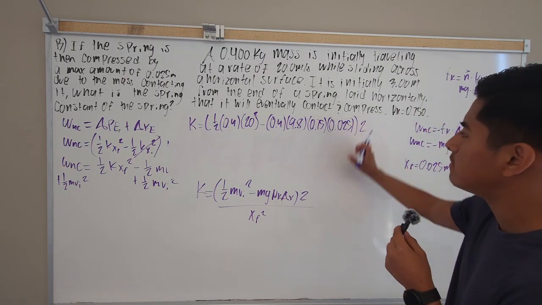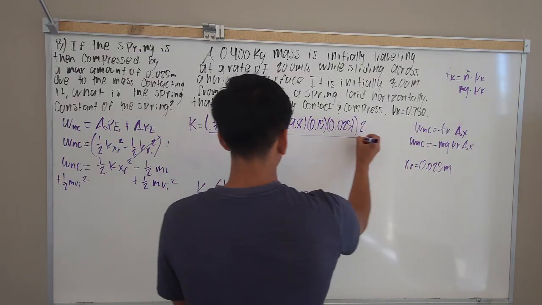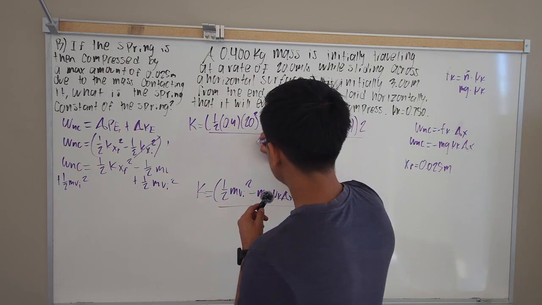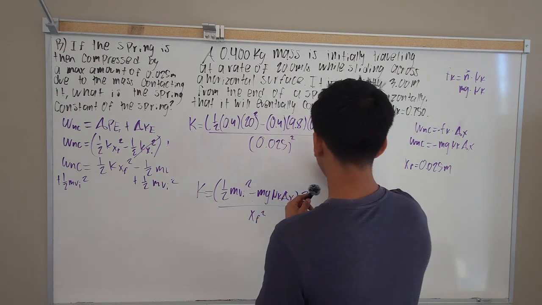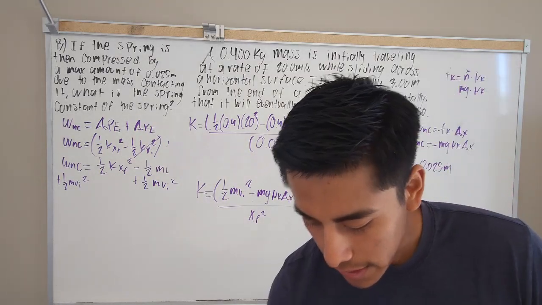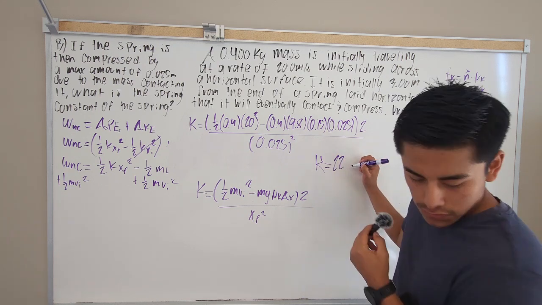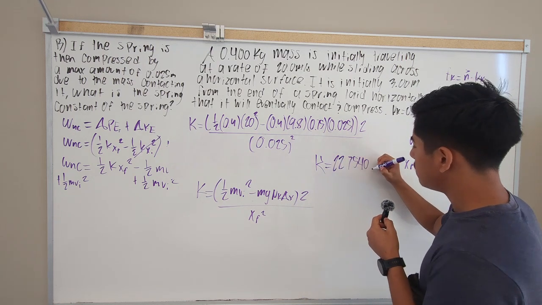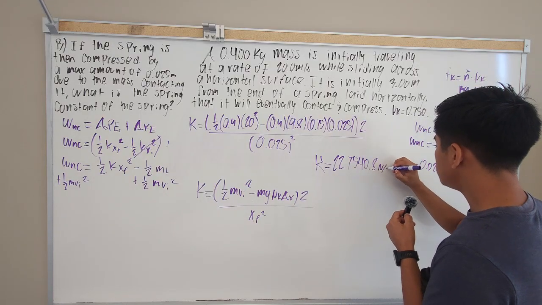I'm not sure if I got all of my parentheses right, but multiplied by 2 all over x final squared, which is this right here. So that's 0.025 squared. And once you plug all of that into your calculator, you should get that k is equal to 227540.8 Newton meters.